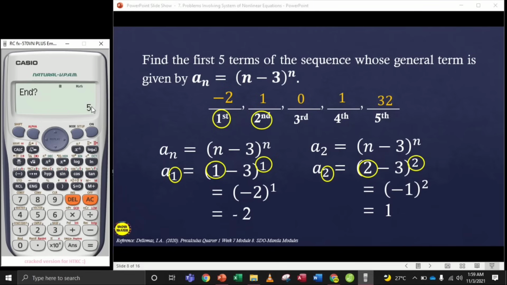So, pwede nyo to i-edit kung hanggang ilang terms yung hinihingi sa inyo. And then equals lang din. And then equals lang. Okay, so makikita nyo dito class. Kapag yung n natin is 1, the answer is negative 2. Kapag yung n natin is 2, the answer is positive 1. If n is 3, the answer is 0. And then, kapag yung n natin is 4, the answer is 1. And then, kapag yung n natin is 5, the answer is 32. Okay, pwede nyo gamitin ito sa calculator.